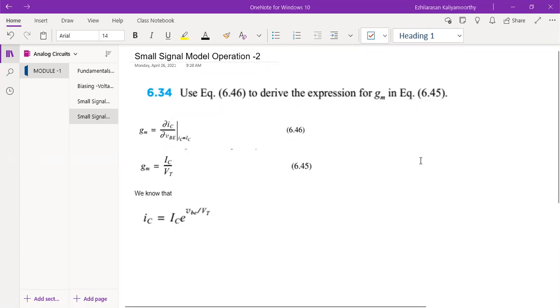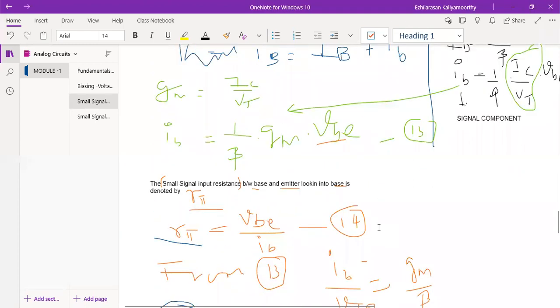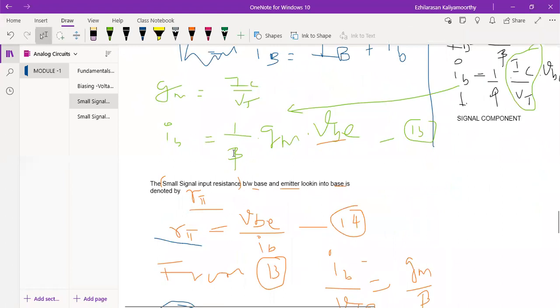The next quantity which we calculated is the base current and the input resistance at the base. We calculated the small signal base current IB, and then the input resistance, which we denoted by the term R pi. So this is what we did in the previous class. IB is equal to 1 by beta into GM into VBE. This is the quantity which we calculated.